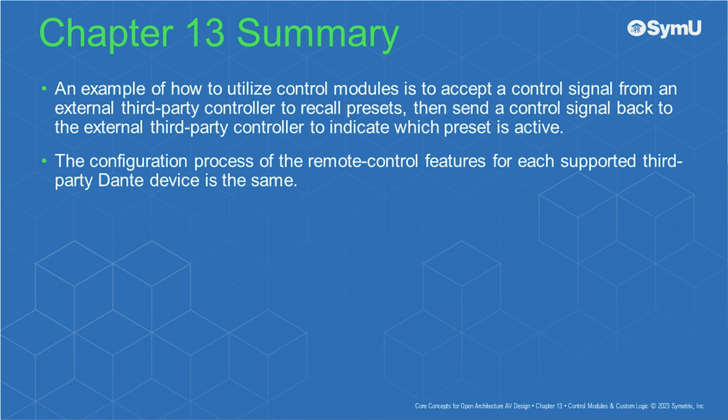An example of how to utilize control modules is to accept a control signal from an external third-party controller to recall presets, then send a control signal back to the external third-party controller to indicate which preset is active. The configuration process of the remote control features for each supported third-party Dante device is the same.